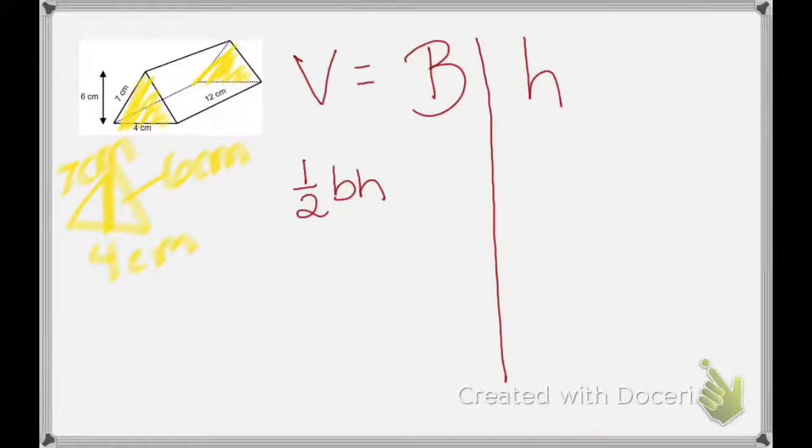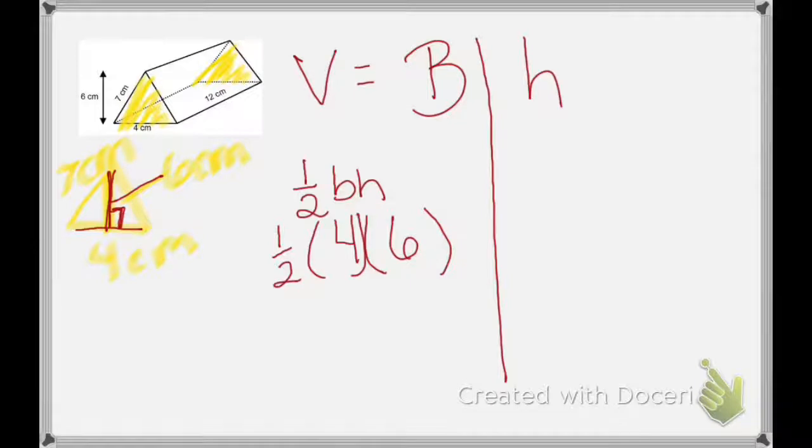So the base of this triangle is right here, that 4 centimeters, and the height is what makes a 90-degree angle with it. So right here's my 90-degree angle, which means that this right here, the 6 centimeters, is my height of this triangle. And then once I do that, I can cut it in half. So I know 4 times 6 gives me 24. That will not be the complete area because I need to cut that in half. And half of 24 is 12. So the area of my base will be 12.